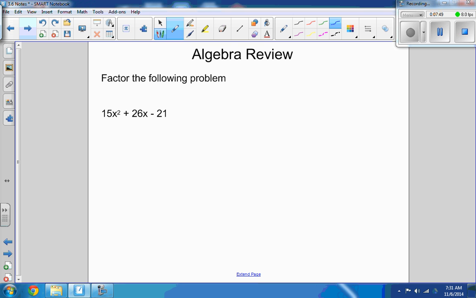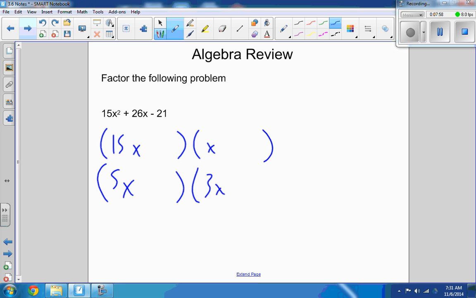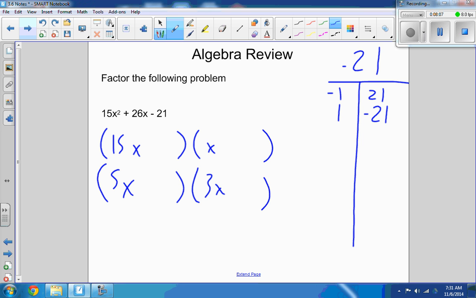Let's factor this. 15. So again, I could have 15 times something, x times something. Or 5x, 3x. So let's factor negative 21. Negative 21 could be negative 1 and 21, positive 1 and negative 21. We also could do negative 3 and 7, or 3 and negative 7. Now what I'm looking for is to get a 26. Well, let's see what we can do.